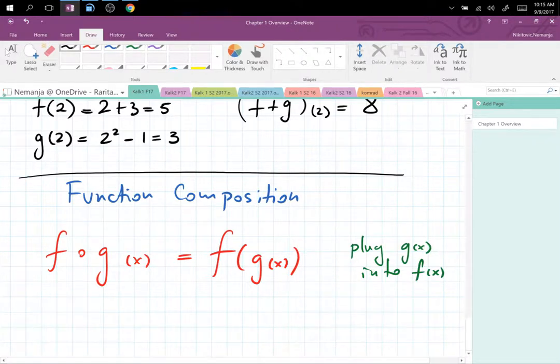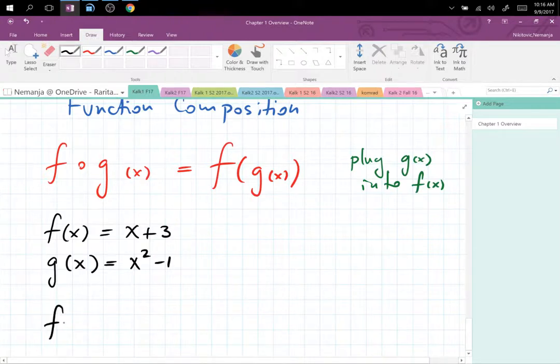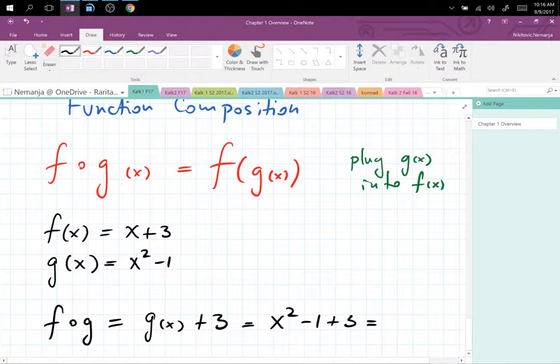What were our functions? What was f of x? X plus 3? And the g of x was x squared minus 1, right? So what is our f composed with g? F is the boss, so g gets plugged in. So it's g plus 3. G is x squared minus 1 plus 3. The whole thing is x squared plus 2. This is the function composition.